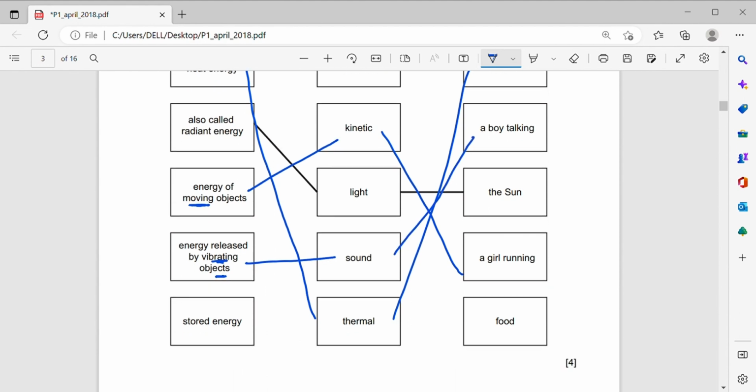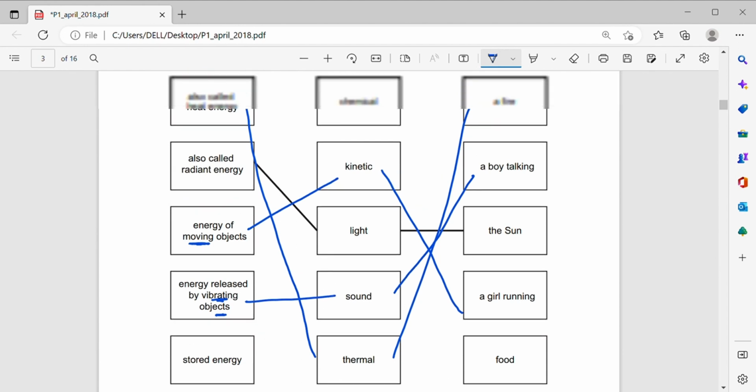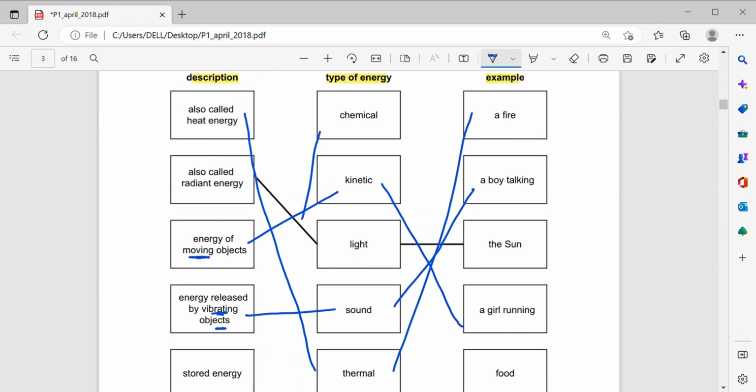Stored energy is what? Stored energy is chemical energy. And it's the energy in food. So the example is the food.